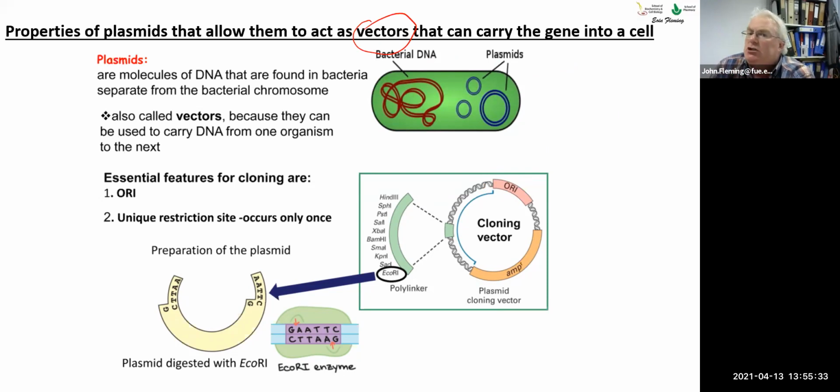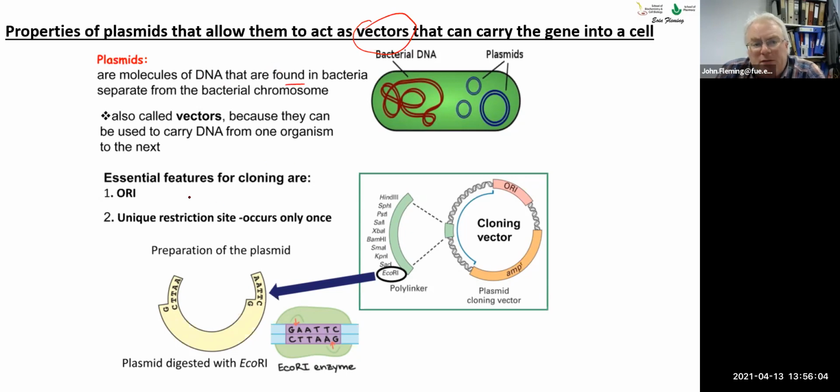So for example, a gene that might code for antibiotic resistance is incorporated into the plasmid DNA. That plasmid can go into bacteria, and actually it can move between bacteria as well. In so doing, it carries that nucleic acid sequence. It is a vector for carrying the gene into the bacterial cells. So plasmids are molecules of DNA that are found in bacteria.